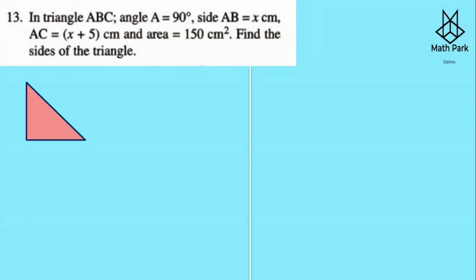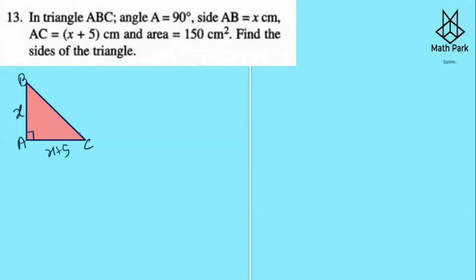In triangle ABC, angle A is 90 degrees. So this is your angle A, which is 90 degree. And let us take this A, B and C. Your AB is x centimeter, AC is x plus 5 centimeter, and the area is 150 centimeter square. Find the sides of the triangle.